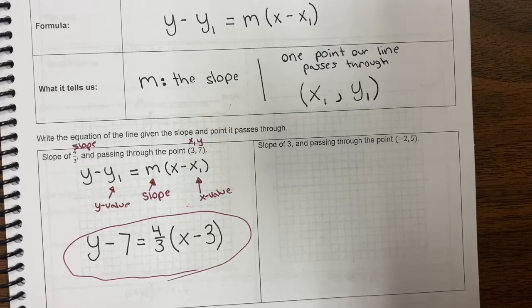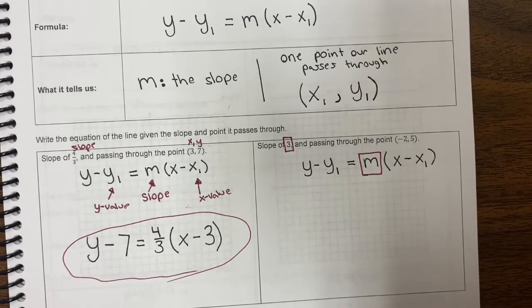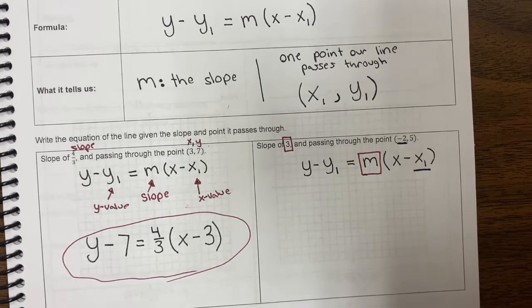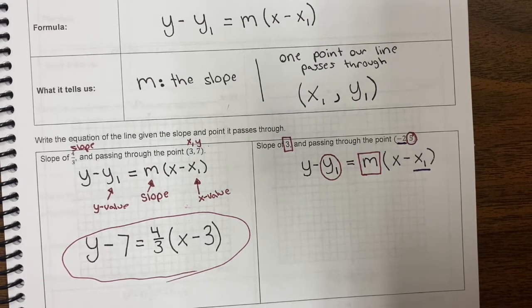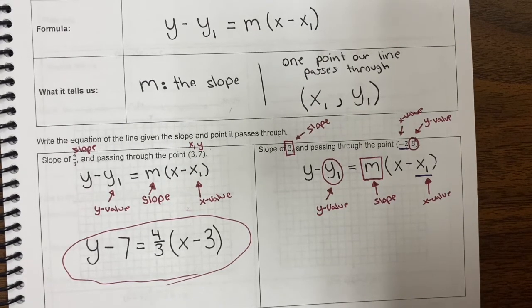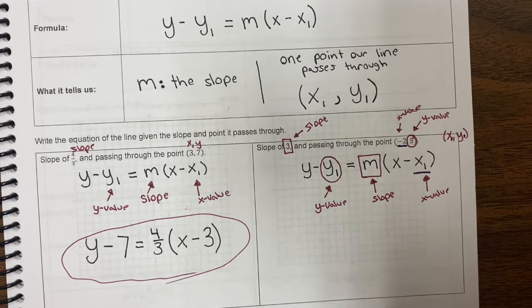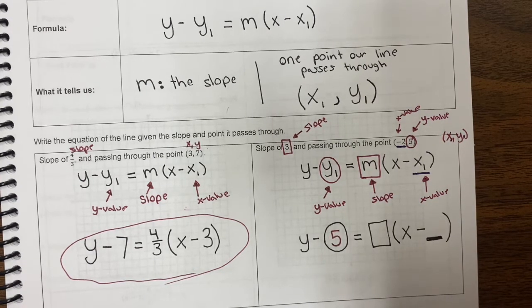Let's do it one more time. Let's bring down our formula. Again, we have our slope, we have our x1, and we have our y1. So written out, we have our y value, our slope, and our x value. Remember, coordinates are written as x, comma, y. So now I'm just going to replace all of these values with the numbers they gave us, so the slope and the coordinate point. So let's plug in our y value, our slope, and our x value.